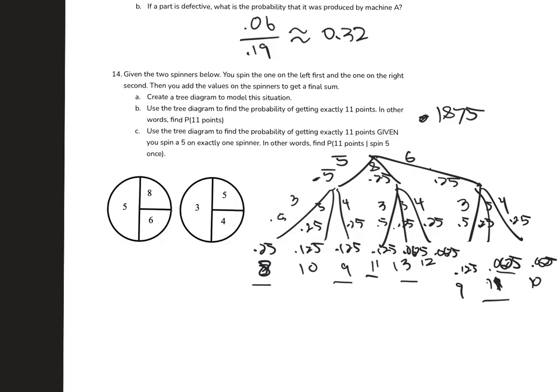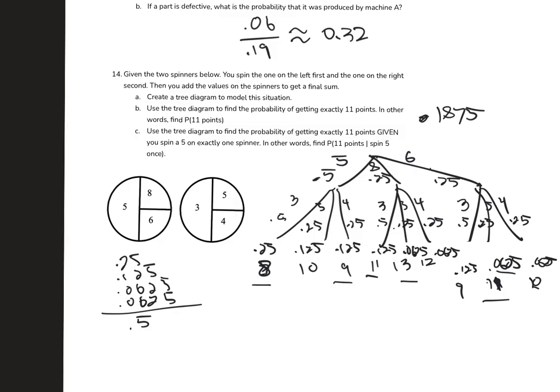So we have 0.25 plus 0.125 plus 0.0625 plus another 0.0625. So that means when we add all these together, we're going to end up with 0.5. That's the probability that we get a 5 on exactly one spinner.